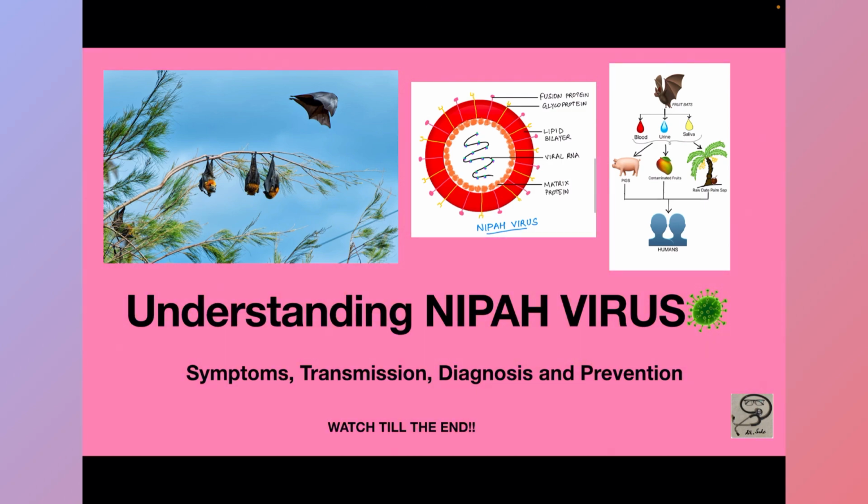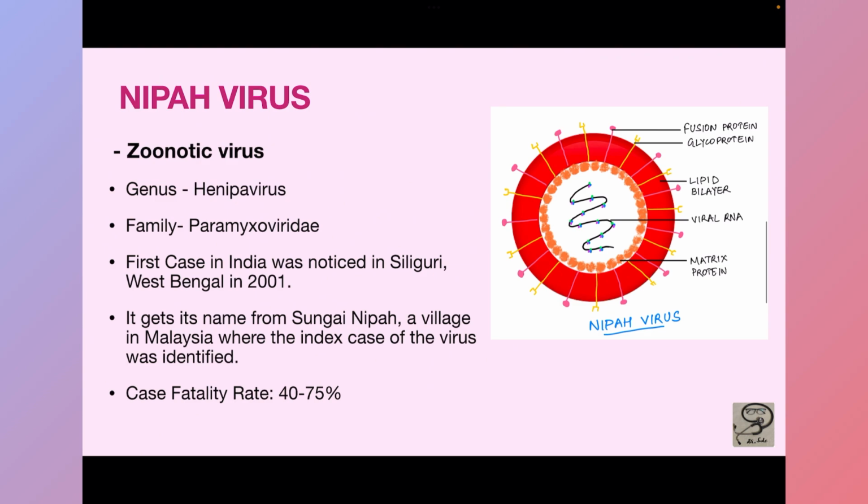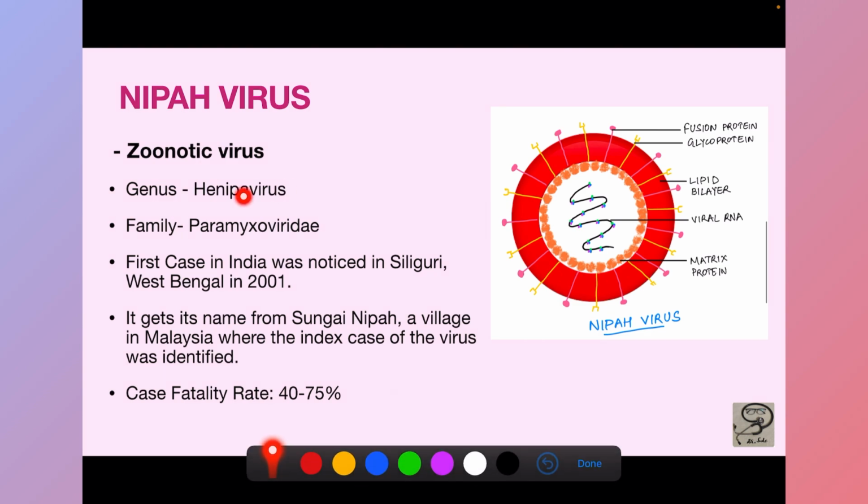So let's begin. Now Nipah virus is a zoonotic virus, which means the virus can spread from animals to humans. It belongs to the genus Nipah virus, family Paramyxoviridae. The first case of Nipah virus infection in India was noticed in Siliguri, West Bengal in 2001. Now, this virus gets its name from Sungai Nipah, a village in Malaysia where the index case of the virus was identified. Now, the case fatality rate here is very high, which is 40 to 75%.